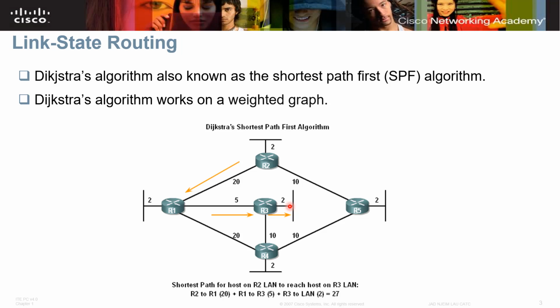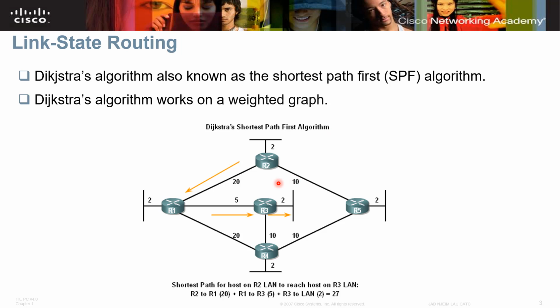So the main aim of a link state routing protocol is to first generate a weighted graph that contains all routers with all links and costs, so it constructs a global view of the network. Then from this global view, or this weighted graph, we calculate the shortest path to any destination.